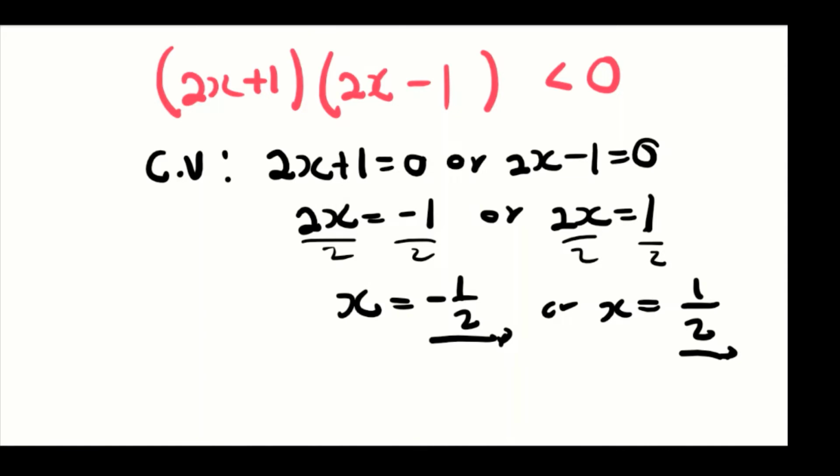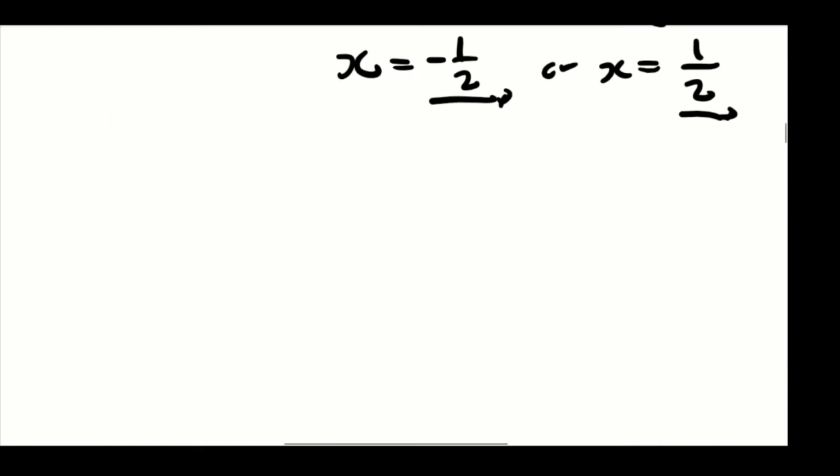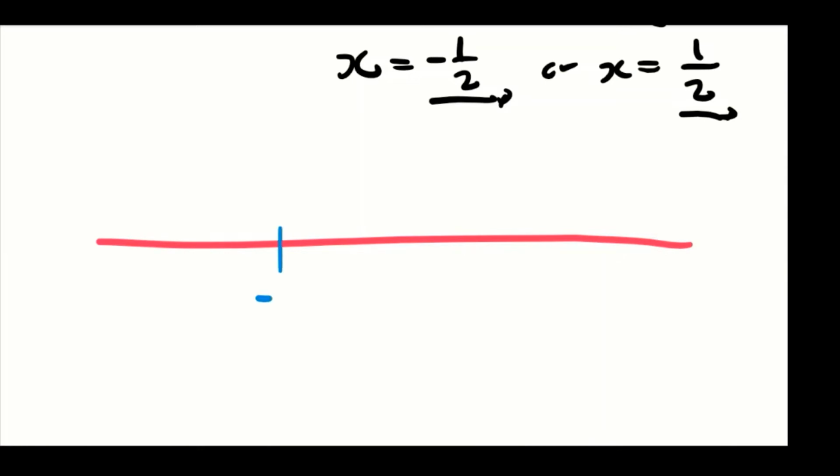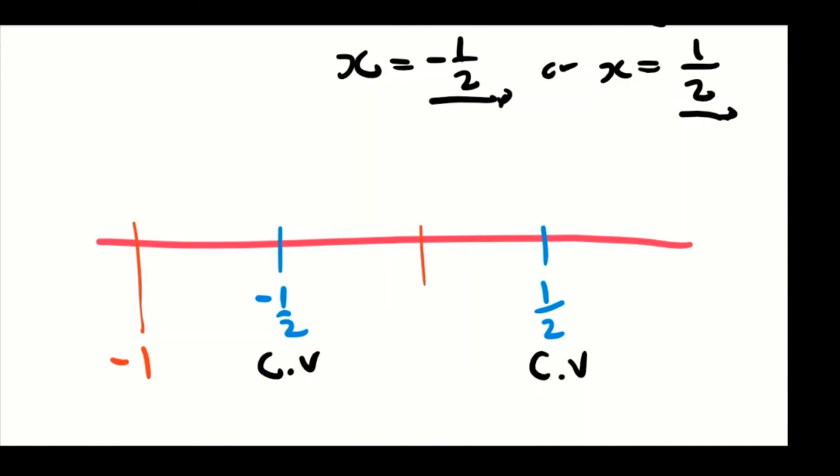critical values, right? And remember that the solution that we want is when our y value is negative, right? Because the inequality is less than 0. So we want to go to our number line, right, and present our critical values. So we have a critical value of minus 1 over 2 and a critical value of 1 over 2, right? So we're going to test values before and after our critical values. So a number before minus half can be minus 1. A number between minus half and half can be 1 over 4. A number after half can be 1 also.